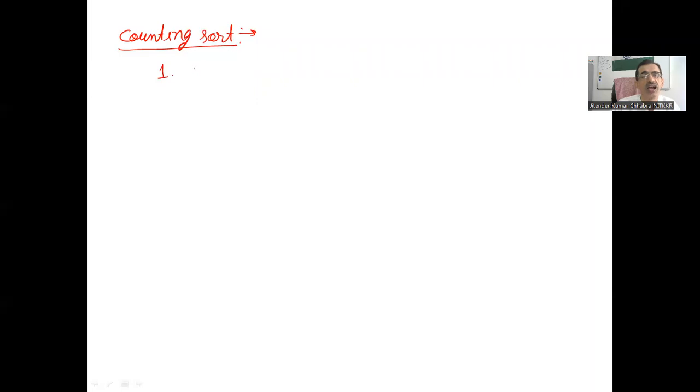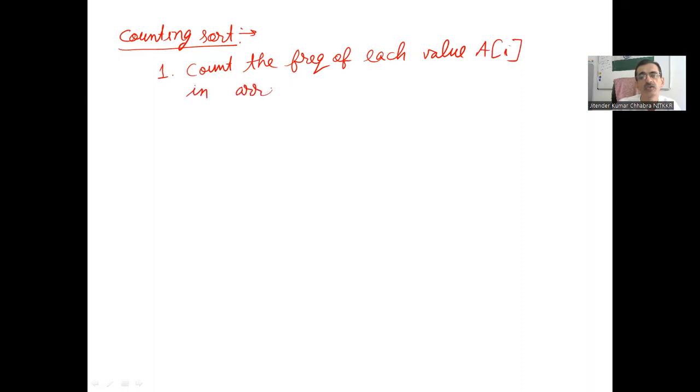So first thing is, I have to count the frequency of each value ai. Let's assume this is to be done in array count. I'm giving you some time. How do you do this? Write down the code for this. I'm waiting for you. Try to write. It's a simple code. You might not be able to develop it well, but I will help you. So start doing this code.